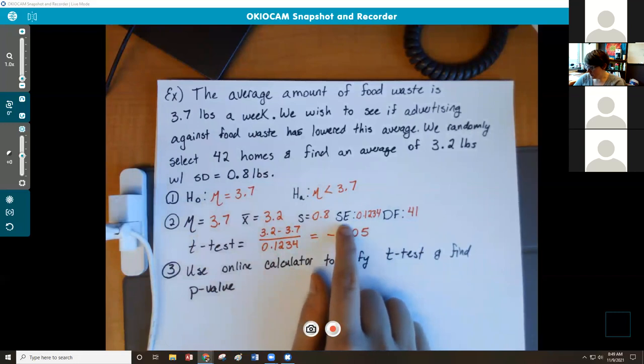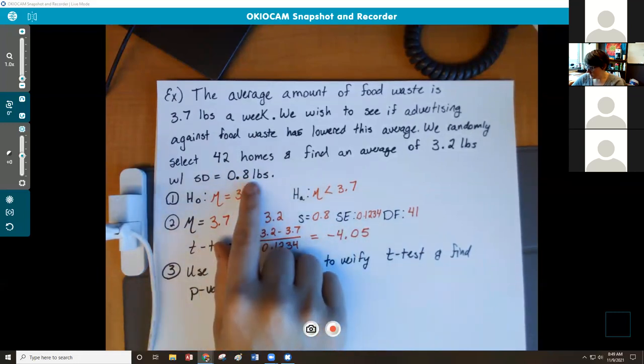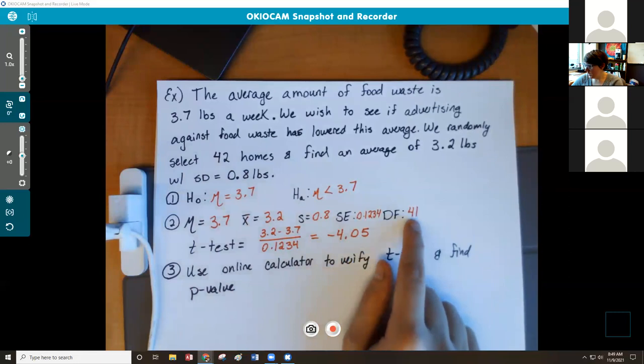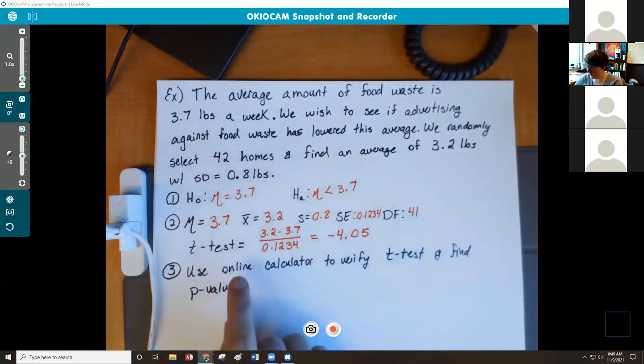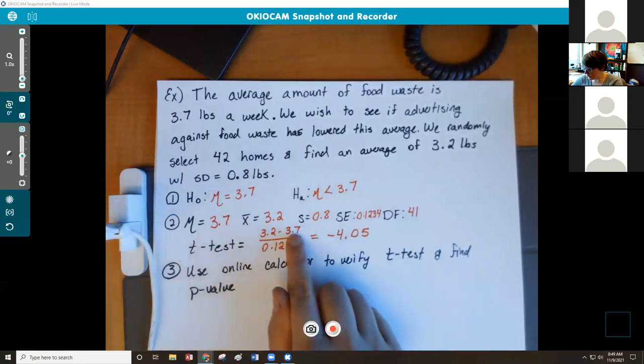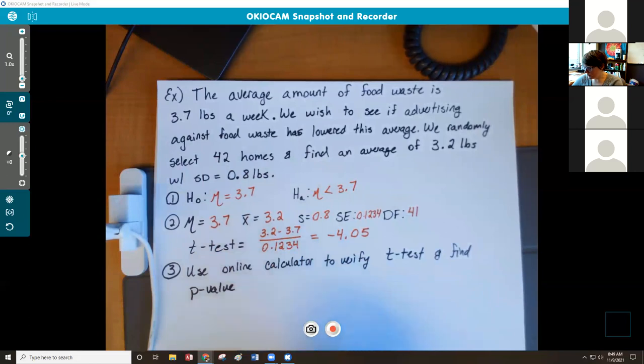Our standard error after we took that 0.8 and divided by the square root of 42 should be 0.1234. And our degrees of freedom are going to be 41. And finally, when we find our t-test statistic, it's going to be 3.2 minus 3.7 divided by the 0.1234. And should get a test statistic of negative 4.05. All right. So that is all I wanted you guys to do. I didn't want you to actually look at that table because it's going to be off the chart. This number is going to be off the chart, literally.